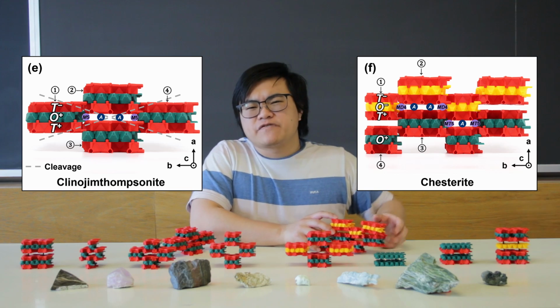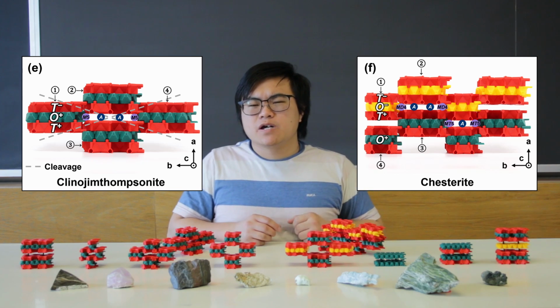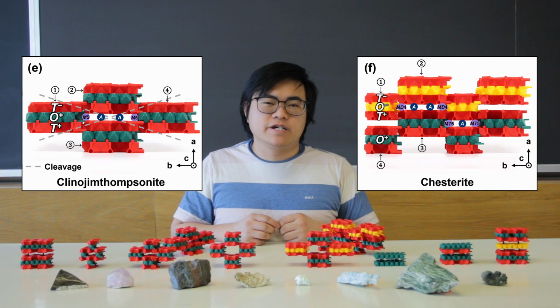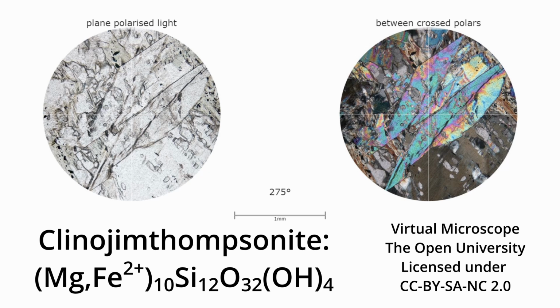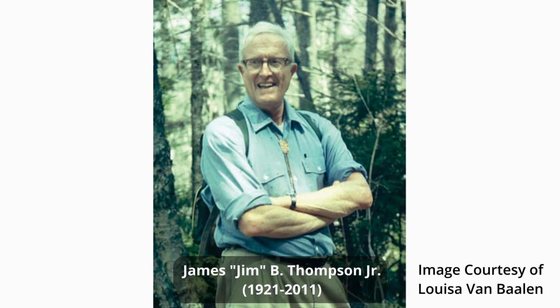But to fully appreciate these obscure minerals, we first have to take a quick detour into the history of modular mineralogy. Clinojimthompsonite was named after Jim Thompson, a geologist with very big ideas on a very small scale. Jim Thompson was one of the first people to realize that many minerals are made of similar building blocks.